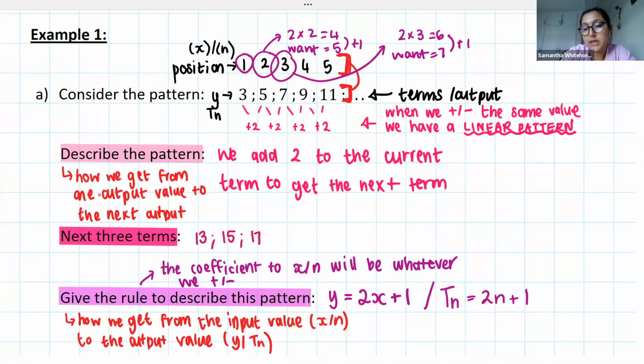All I'm writing here is, if you use Tn and n, it would be Tn equals 2n plus 1. It means exactly the same thing, which is why I'm saying I don't particularly mind which you choose to use. But a description and a rule are two different things, and we need to make sure we don't get them mixed up.